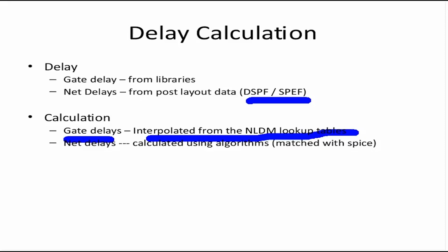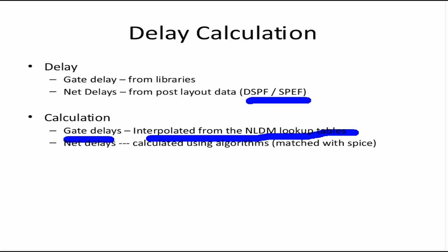Using these R and C values, the STA tool has to calculate the delay, right? So they are calculated using algorithms, and what PrimeTime will try to do is match SPICE. So SPICE is the reference. SPICE is very time consuming. The most accurate static timing analysis should be done using SPICE. But if you do that for a full chip, it will take days and days.